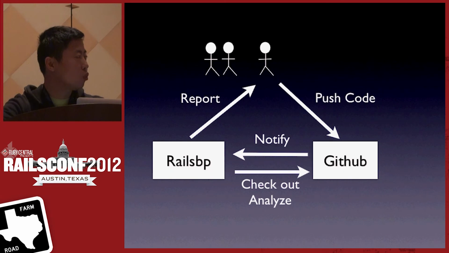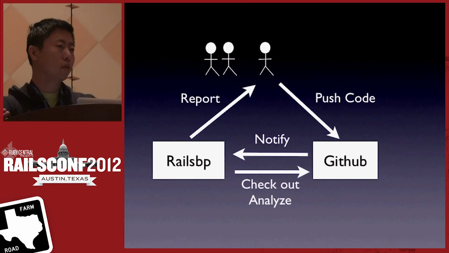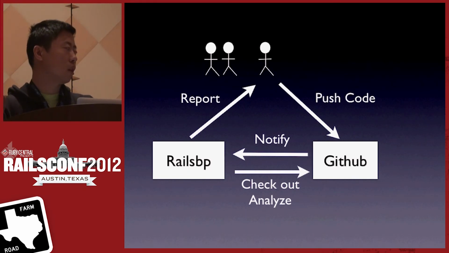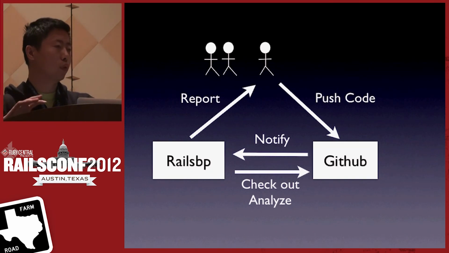This is how it works. First you register your GitHub repository on railsbp.com. Then every time you push the code to GitHub, GitHub will notify railsbp there's a new push. Then railsbp will check out your source code and analyze your code quality, then generate the analysis report. So you and your collaborators can all view the analysis report. So you can keep refactoring your code according to the report.